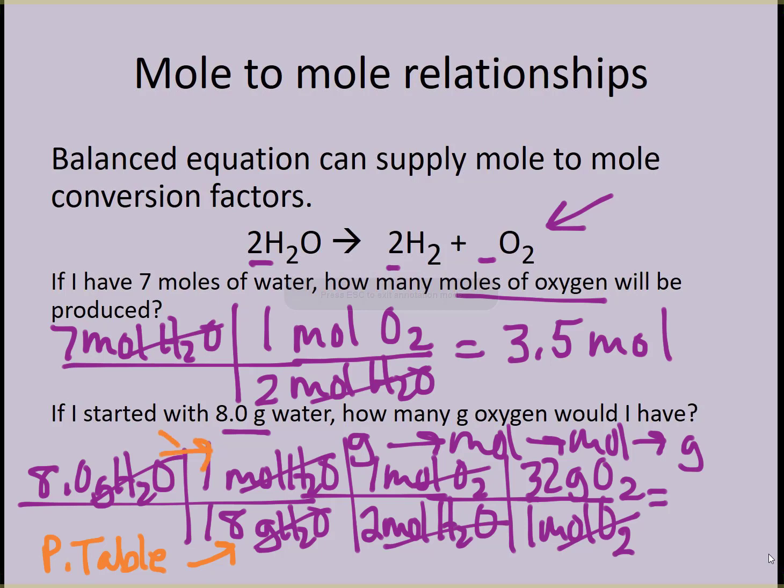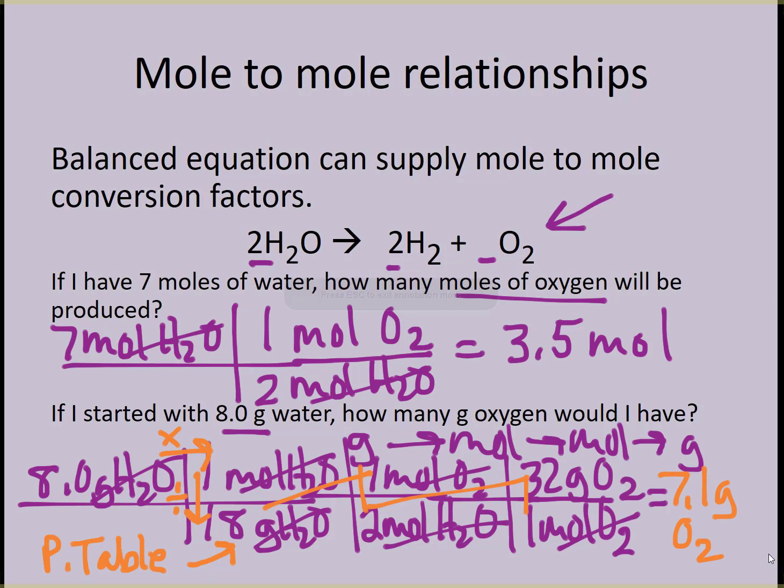Remember, as you go across, you multiply. As you go underneath, you divide, and you should do a zigzag pattern. So 8 times 1 divided by 18 times 1 divided by 2 times 32 divided by 1. And the answer that I get is 7.1 grams of oxygen.